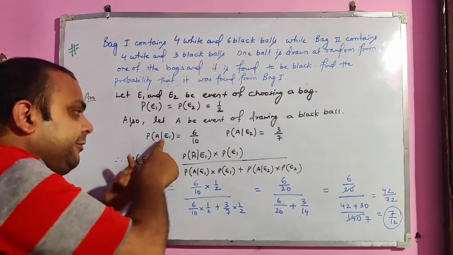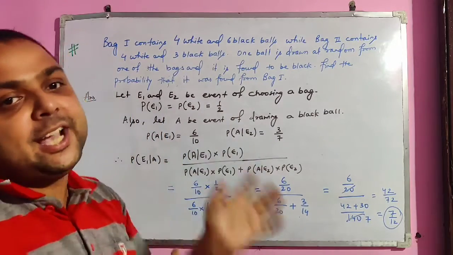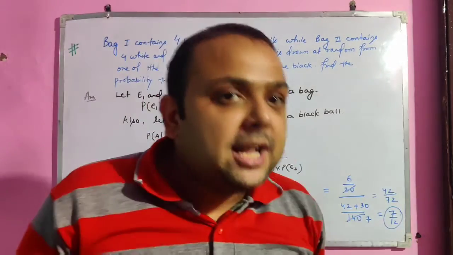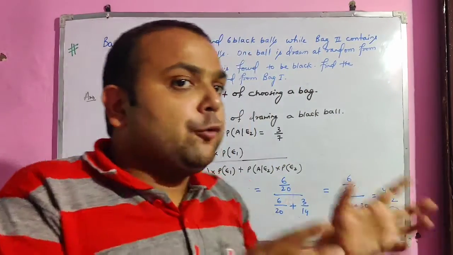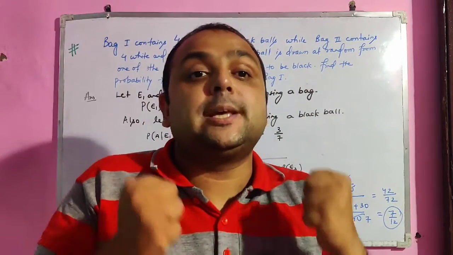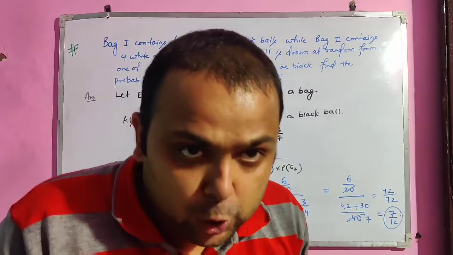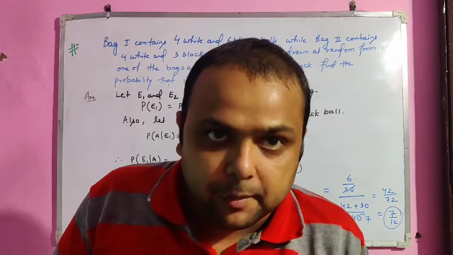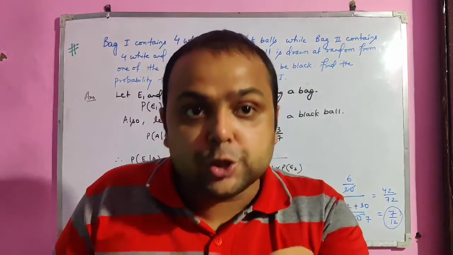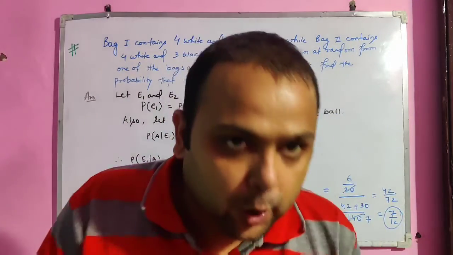What we applied first was A by E1, that is A conditional E1, but in the final answer we need to calculate E1 conditional A. For that we are going to use the rule of multiplication also. In this way we can solve the problem of Bayes theorem. I am going to tell you one more question to make your concept stronger.